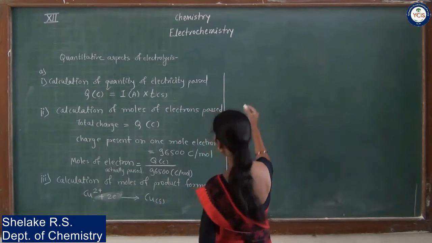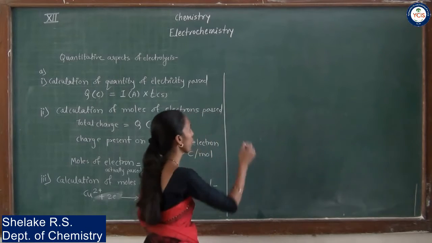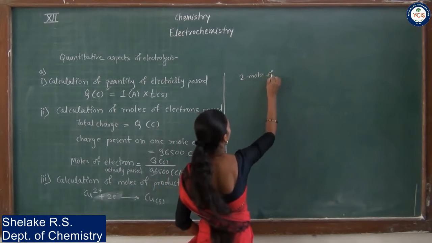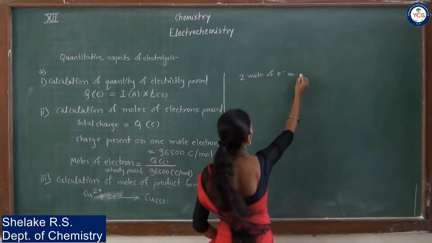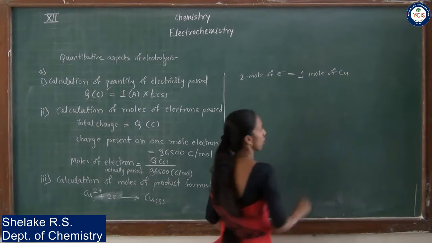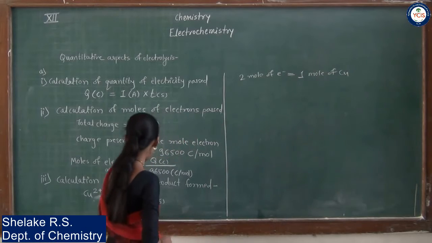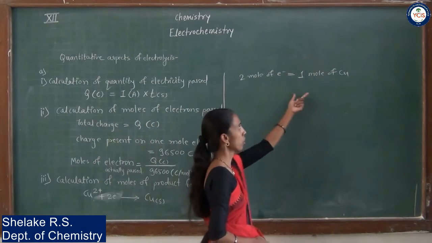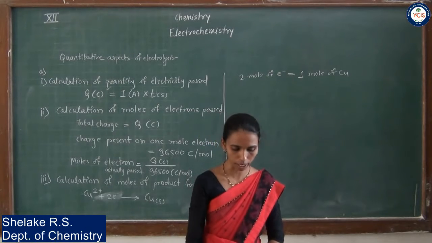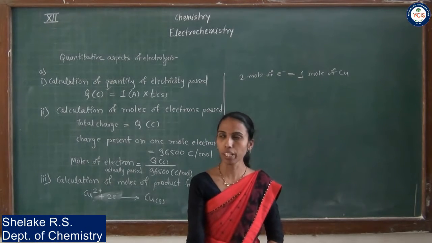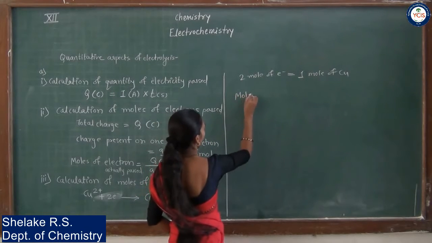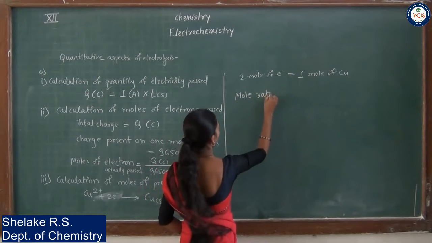So I will write here, 2 mole of electron required for the formation of 1 mole of copper. So what you understand from this reaction is that 2 moles of electron are required for the formation of 1 mole of copper. Now to simplify further, we introduced another term which is called a mole ratio.